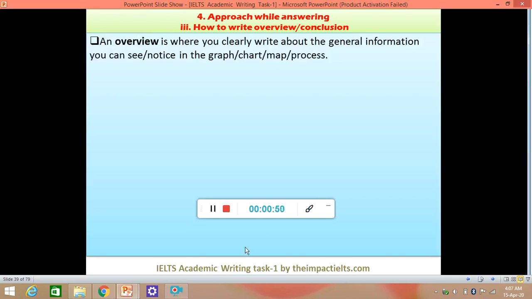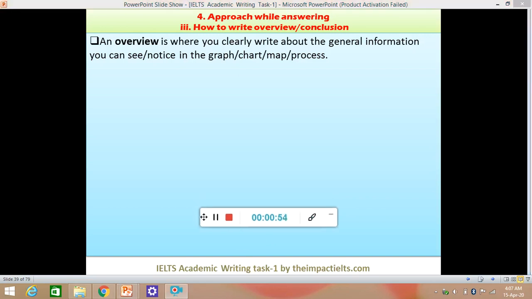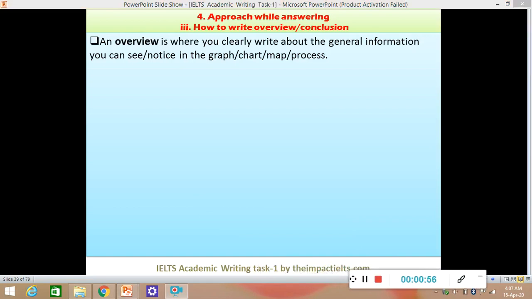You cannot leave it out. That's something that has to be done. This is very important, actually, right? So the first thing is where you clearly write about the general information you can see and notice in the graph, chart, map, or process. So see the difference here.